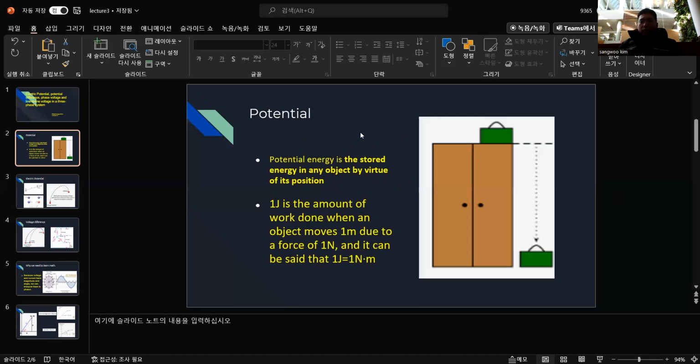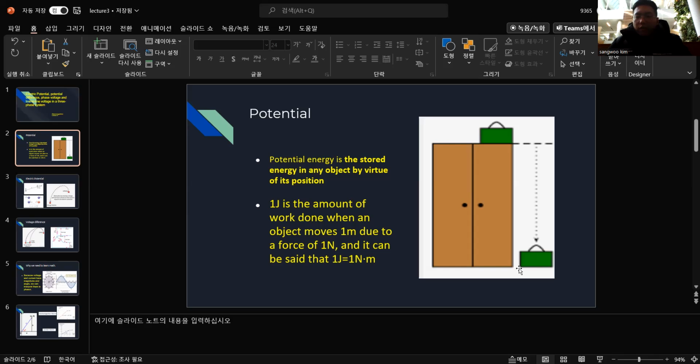First of all, about the potential, we already learned when we were students, right? We were students, like high school or middle school students. So I will briefly remind you of this. If you guys didn't know, it doesn't matter. We will know about it because it's exactly the same meaning. Potential and electric potential is exactly the same concept. So let's see. Potential energy is the stored energy in any object by its position.